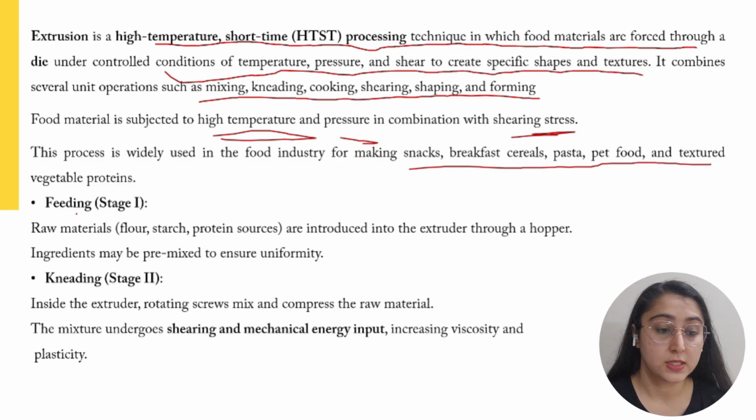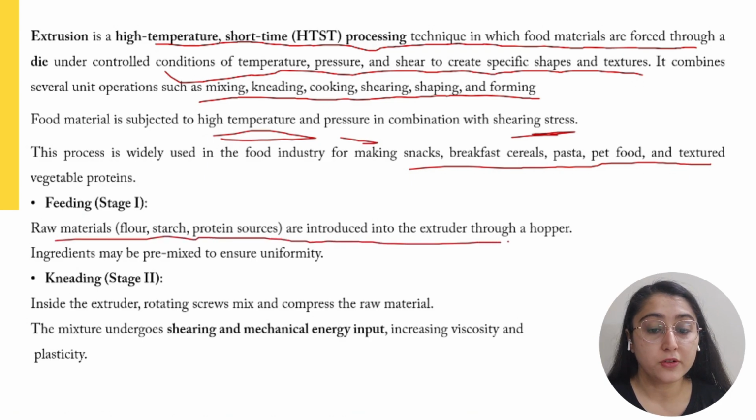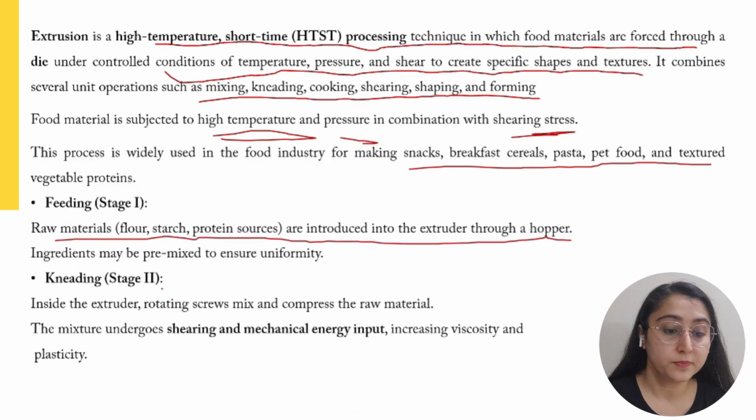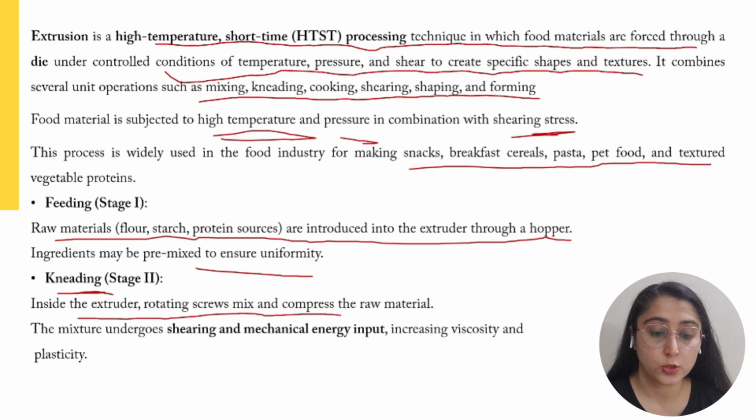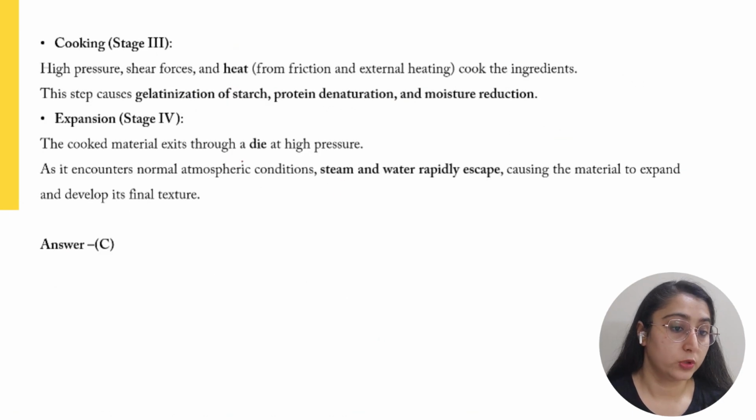So the first stage is the feeding stage, where the raw materials are introduced into the extruder through a hopper and they are pre-mixed to ensure uniformity. The next stage is the kneading stage, which is the stage 2. Inside the extruder there are rotating screws which mix and compress the raw material. This mixture undergoes shearing and mechanical energy input, increasing the viscosity and the plasticity of the food contents.